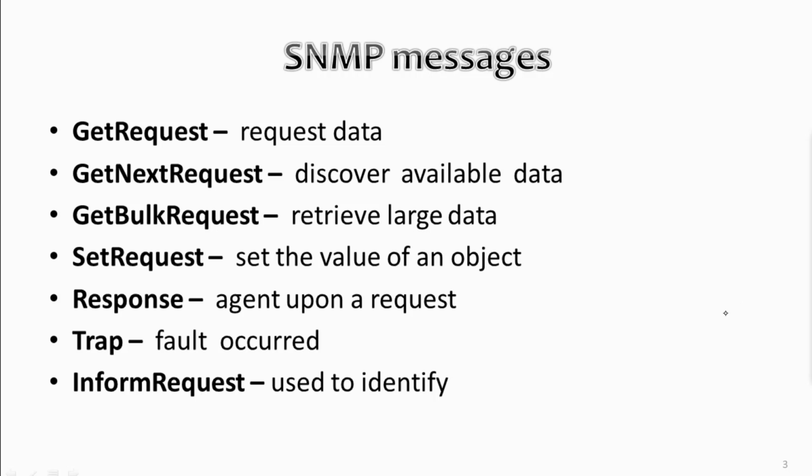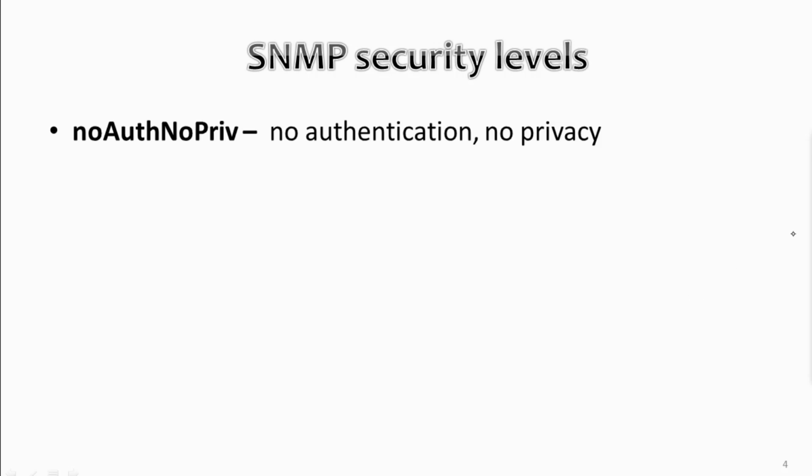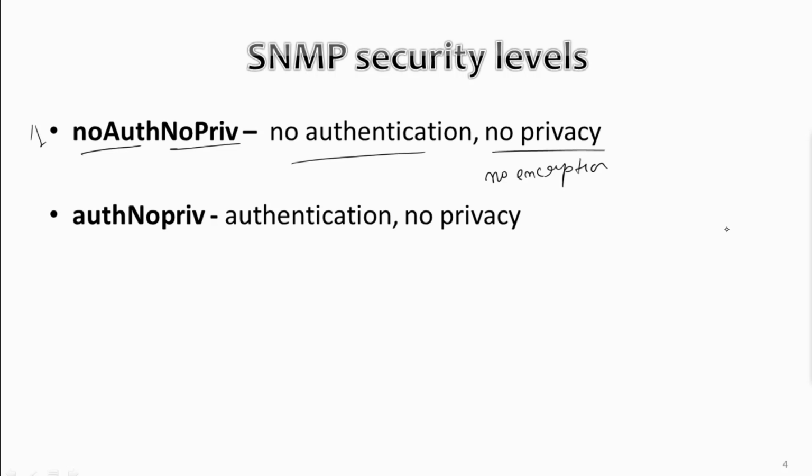Now moving on, we have SNMP security levels also. Security levels in SNMP define the type of security algorithm performed on SNMP packets. These are used only in SNMP version 3, which has three security levels, since SNMP version 1 and version 2 do not have any security. The first security level we have is noAuthNoPriv, meaning no authentication, no privacy. This security level uses a community string for authentication and no encryption for privacy.